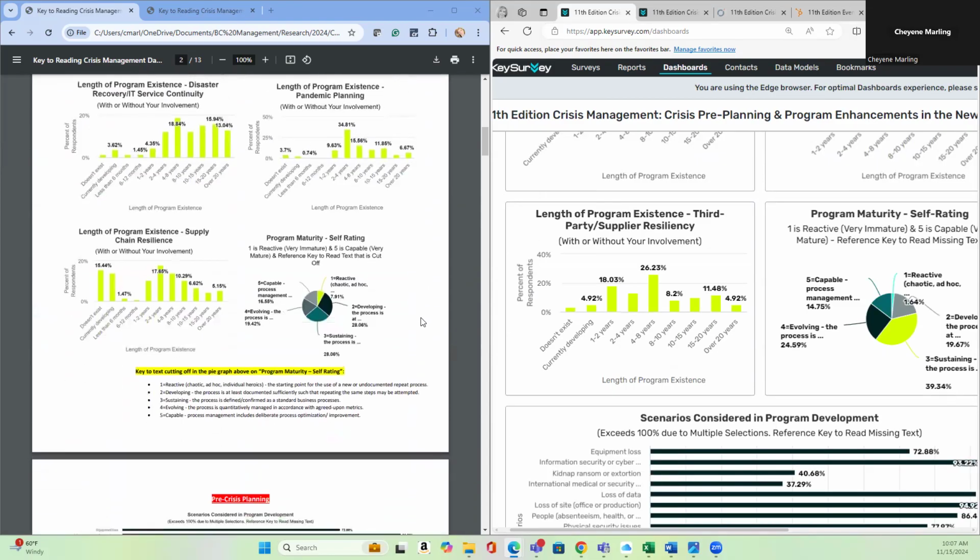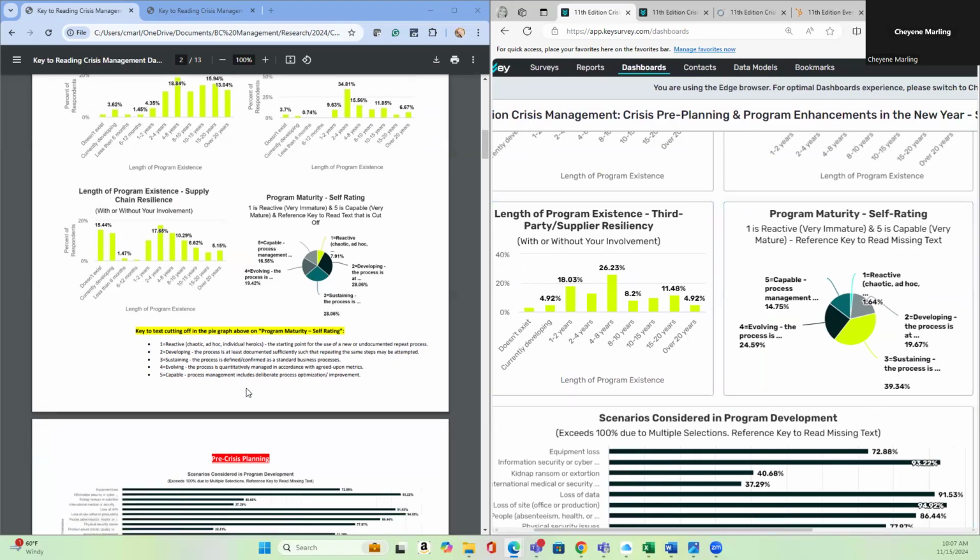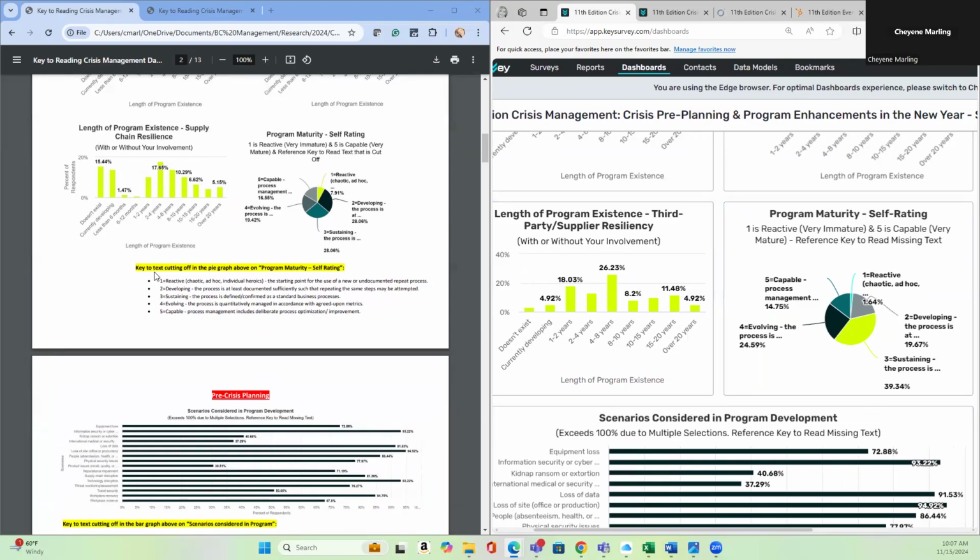But right away here, the second reason why we provided the key is because it will cut off text. It's taking text directly from the study, and the data chart cannot highlight all the text. It's going to cut off the text. So as you can see here, what we did in the dashboard is reference the key to read the missing text. On the left side here, the key that you received does showcase what the full text was that was included in the study. So you can see the full text that might be missing.